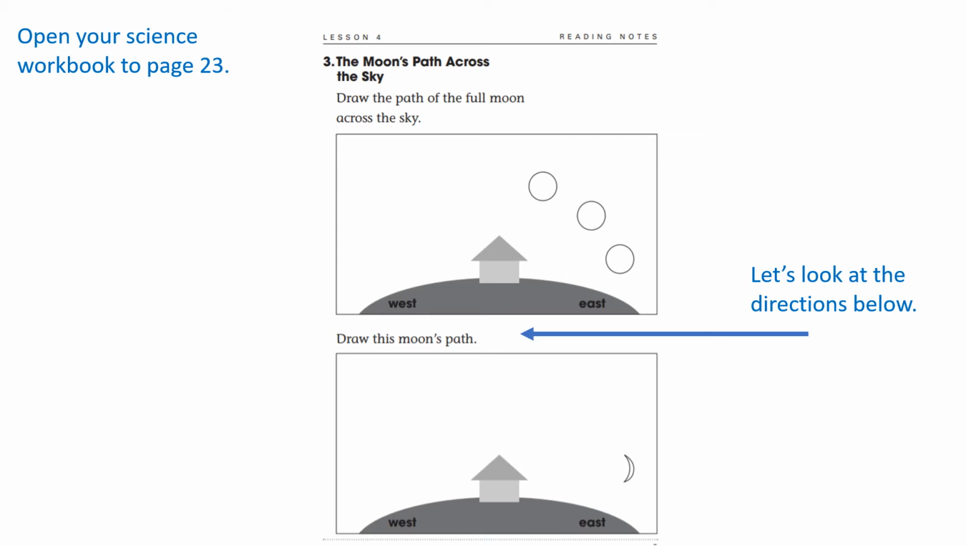Let's look at the next directions below. Draw this moon's path. Now this is a crescent moon. We only see a part of the moon. So as you draw this moon's path, we want to keep the moon the same size because we're doing one evening.